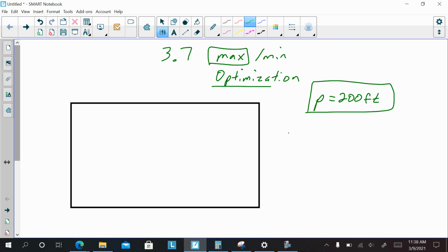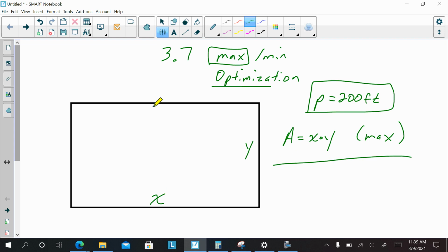So that's our primary equation, the one that we're trying to maximize. So let's call the length x, the width y. So the area is x times y. And this is the equation we're trying to maximize. But we don't want two input variables in our function. So we need another equation to eliminate one of those variables. And that's going to be our secondary equation.